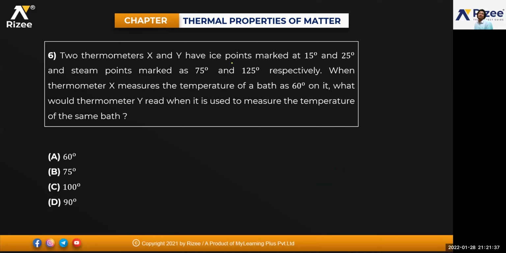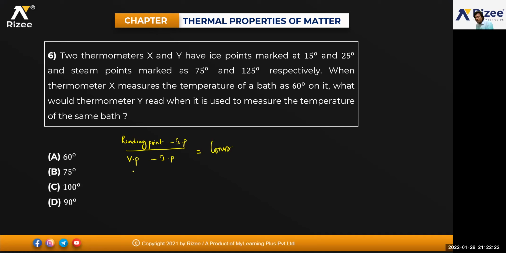Two thermometers X and Y have the ice points marked at 15 degrees and 25 degrees and steam points marked at 75 degrees and 125 degrees respectively. When thermometer X measures the temperature of the bath as 60 degrees on it, what would thermometer Y read when it is used to measure the temperature of the same bath? So, a direct question here. Can anyone tell me the answer for this one? The formula I told you: reading minus ice point divided by vapor point minus ice point is equal to constant.